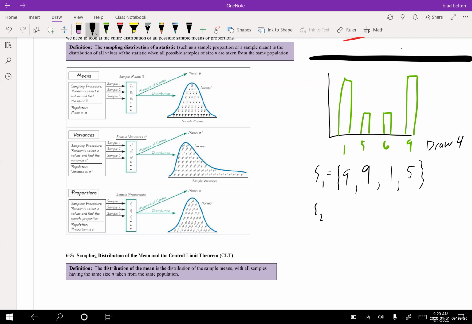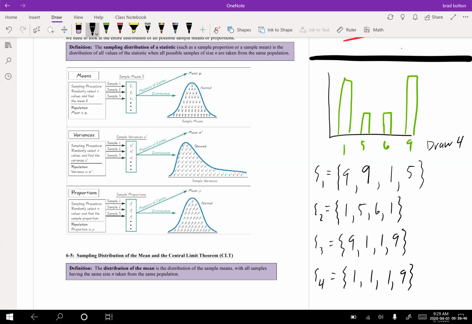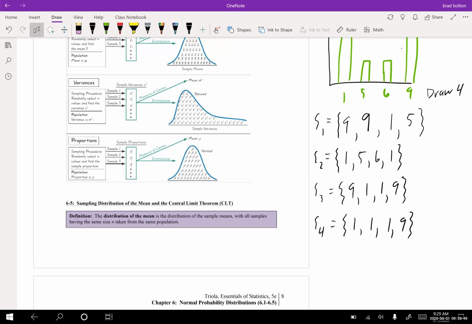I'm going to take another sample, and I'm going to draw 4 more. And maybe this time I get a 1, this time I get a 5, this time I get a 6, and this time I get a 1 again, okay? And then I'm going to take another sample of 4, and this time I get a 9, a 1, a 1, and a 9. That could happen because there's more 9s and 1s than anything else. And then I'm going to do sample 4, and this time I get a 1, a 1, a 1, and a 9. That could happen, and I'm just going through the motions here.